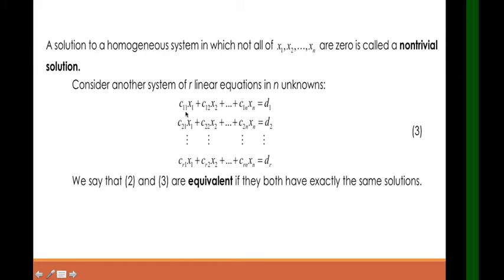So, meron tayong c sub 11, x sub 1, plus c sub 12, x sub 2, plus ellipses, plus c sub 1n, x sub n equals d sub 1. I'm sorry, c sub 21, x sub 1 plus c sub 22, x sub 2 plus ellipses plus c sub 2n, x sub n is equal to d sub 2, ellipses up to c sub r1, x sub 1 plus c sub r2, x sub 2 plus ellipses plus c sub rn, x sub n is equal to d sub r.